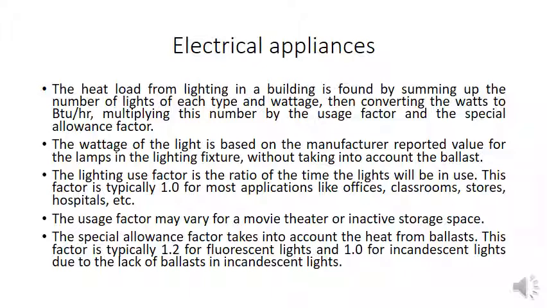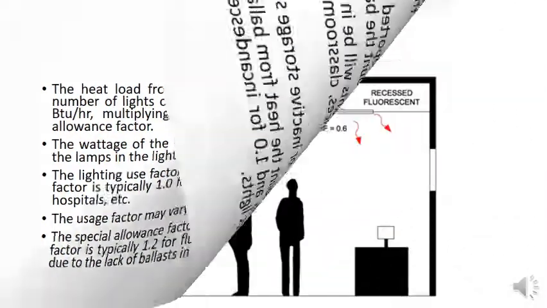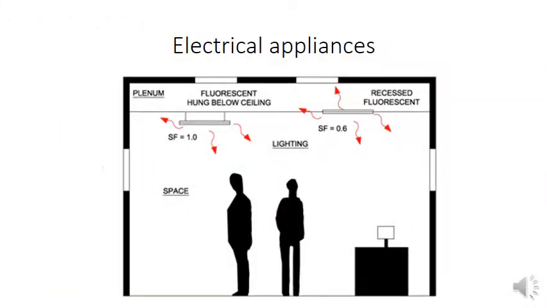The use factor may vary for large areas, and the special allowances factor accounts for things like heat from the ballast. The factor is typically 1.2 for fluorescent light and 1.2 for incandescent light. This is a typical example of how it looks. Generally the lights are considered at about ceiling height, so this spatial factor will be considered.